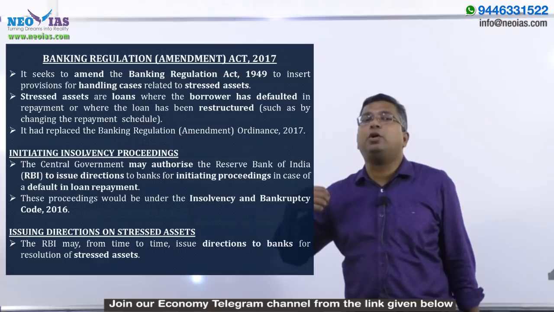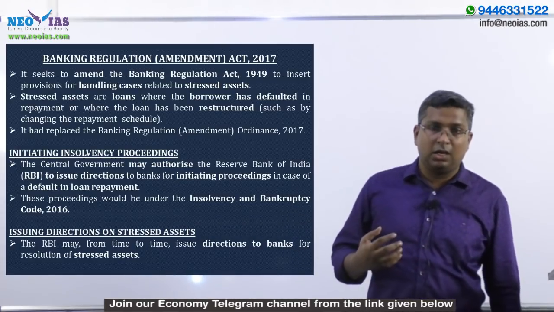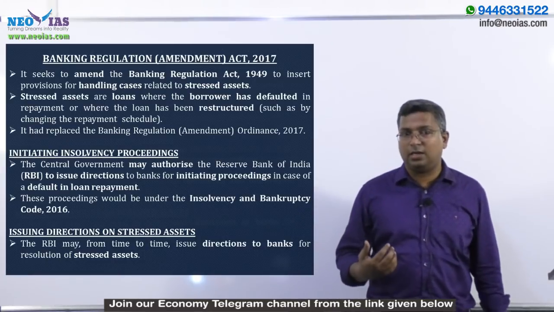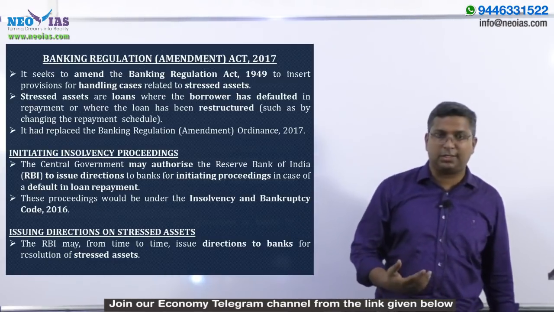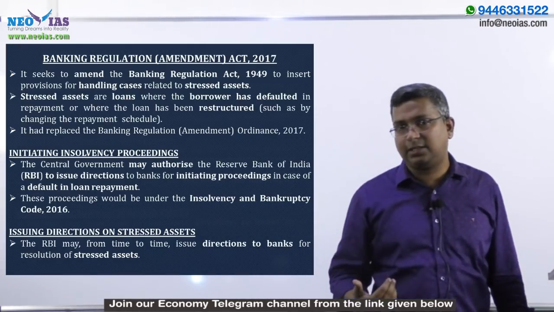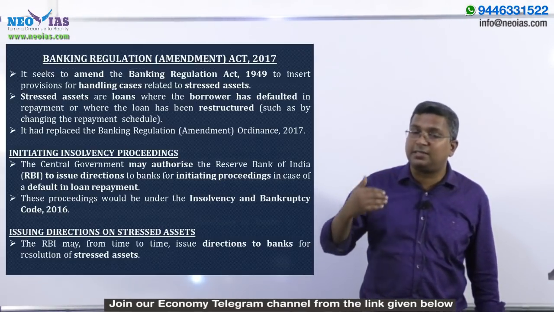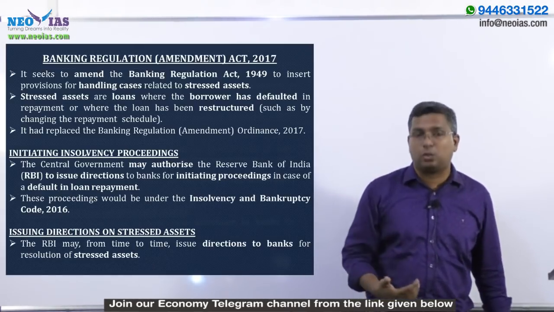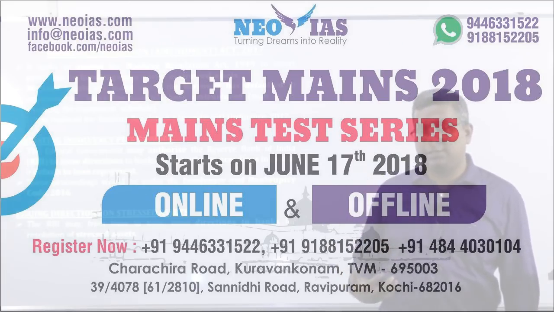In the earlier Banking Regulation Act, this specific power had not been given to the RBI. The RBI had not been given the power to issue directions to banks to deal with these high non-performing assets. But once the government saw that non-performing assets were going uncontrolled, the government decided to empower the RBI with this amendment.